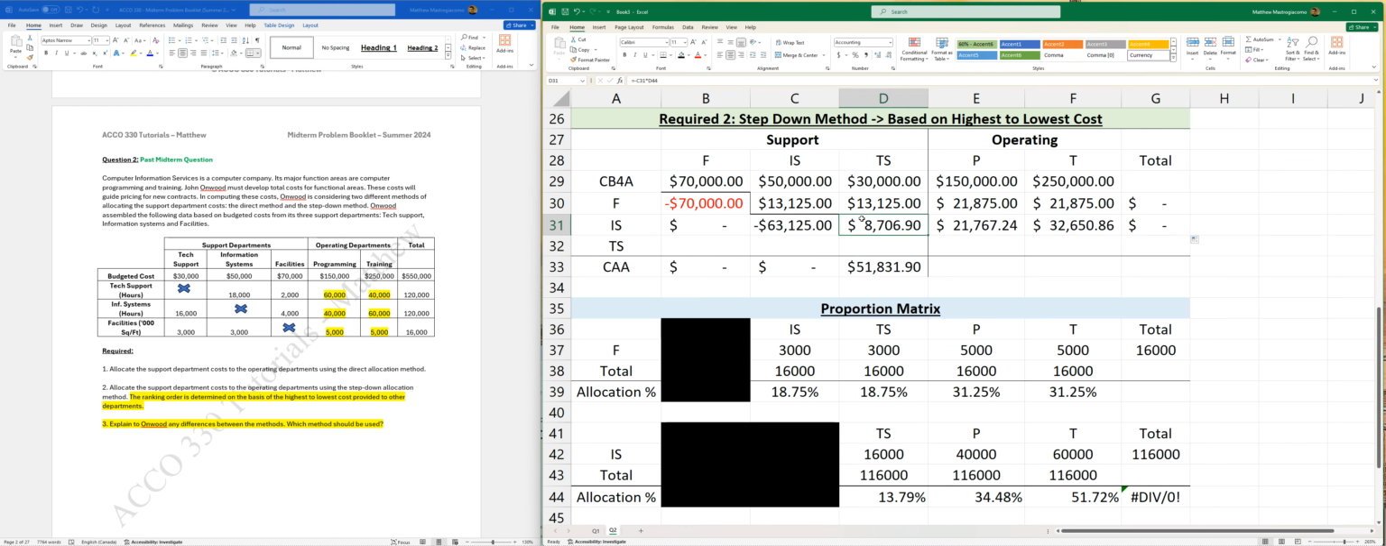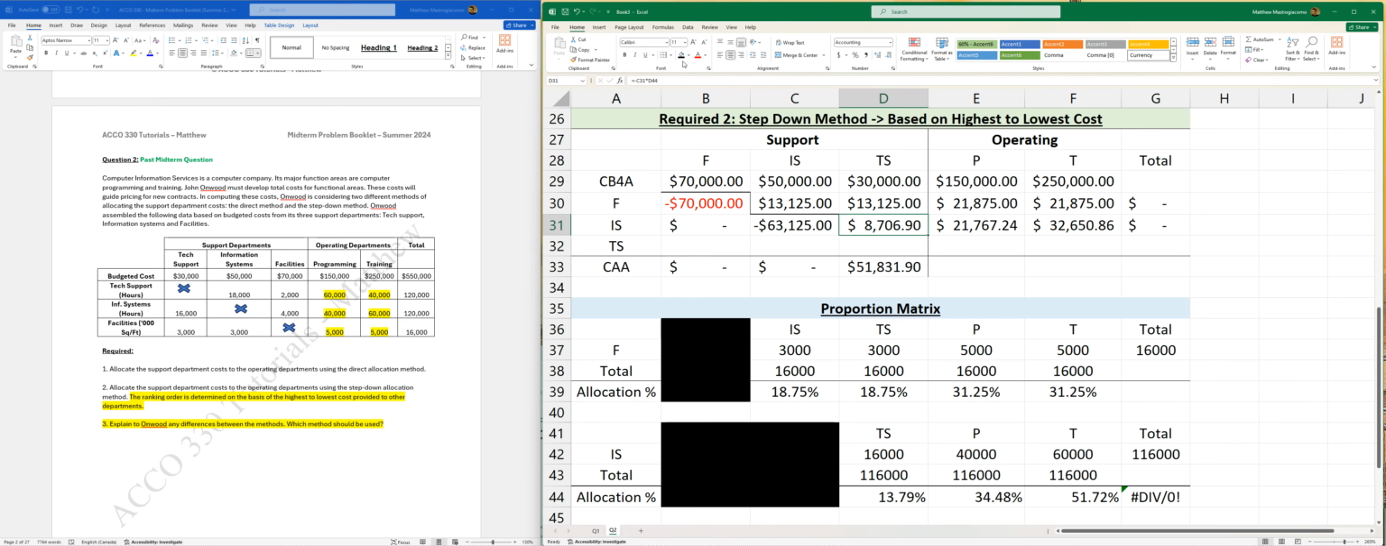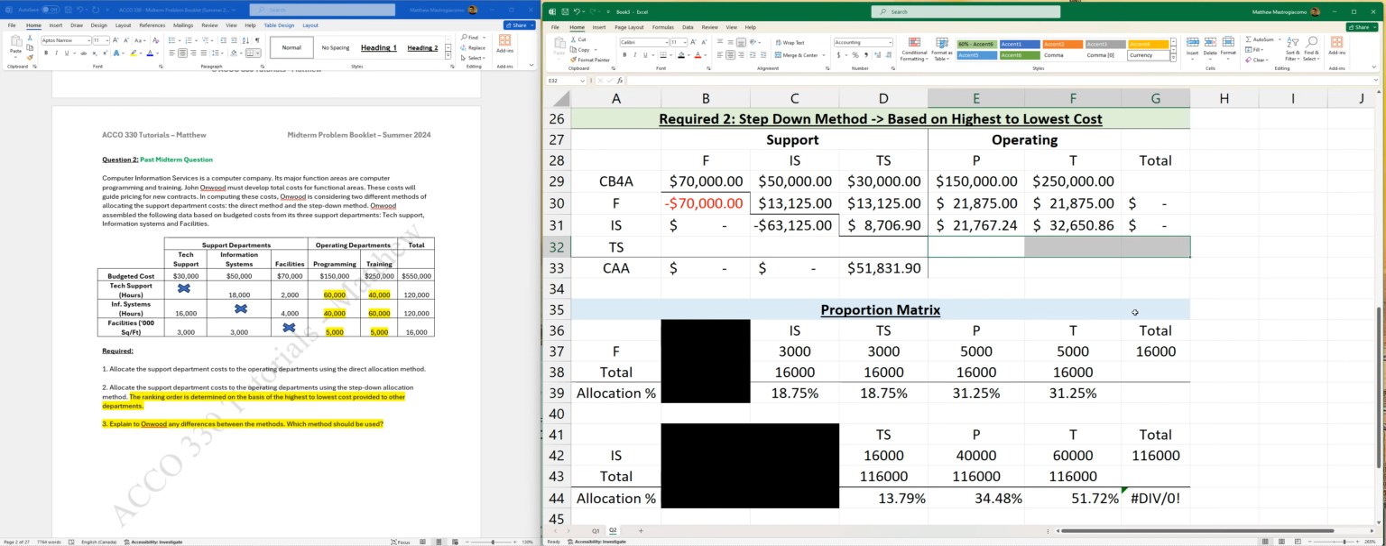Now, last but not least, guys, our last staircase. Okay, the last support department, tech support. Now remember, guys, the last support department looks exactly like the direct method because you're only helping the operating departments. Now, we have 51,831 in cost. Remember, the amount that you put here, the negative number, has to be the number that takes you to 0, because we have to take this cost and completely pass it over to the operating departments. So we have to make sure the cost after allocation is 0.